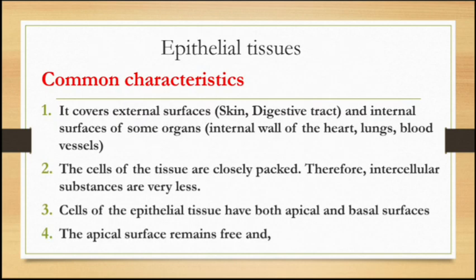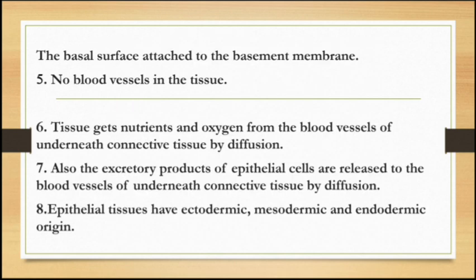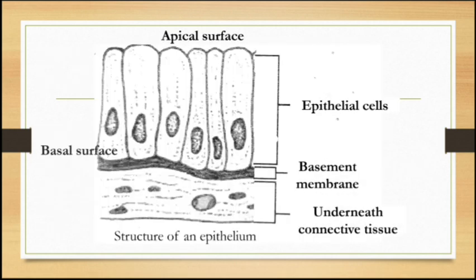So, cells of the epithelial tissue have both apical and basal surfaces. Then, the apical surface remains free. As in this diagram, the apical surface remains free, and the basal surface is attached to the basement membrane. Then, there are no blood vessels in the tissue. There are no blood vessels in the epithelial tissues.